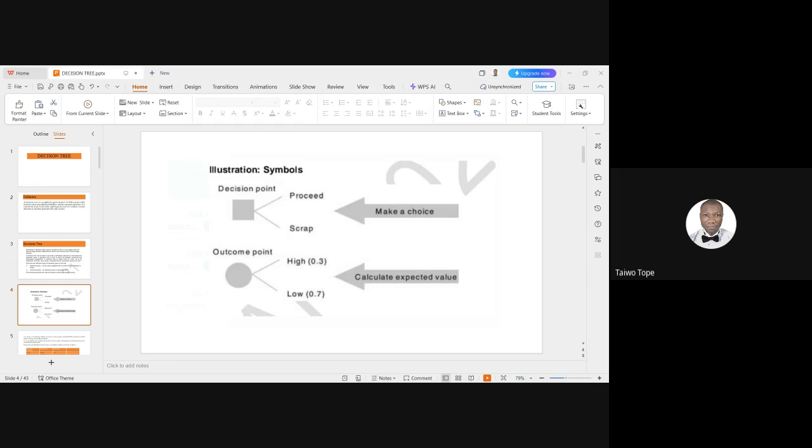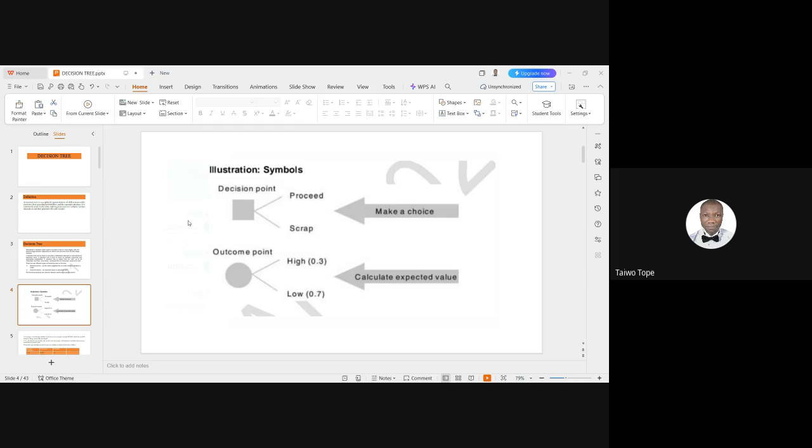Yes. So, based on what you're seeing on the screen, note that when you have to make a decision, you start with this square. The decision point will be the first thing you have to draw when trying to come up with a decision tree. Then the decision tree can have 3 options. You can have 4 alternatives. But in this case, we have proceed, we have scrap. You are faced with a decision to proceed or to scrap a venture.